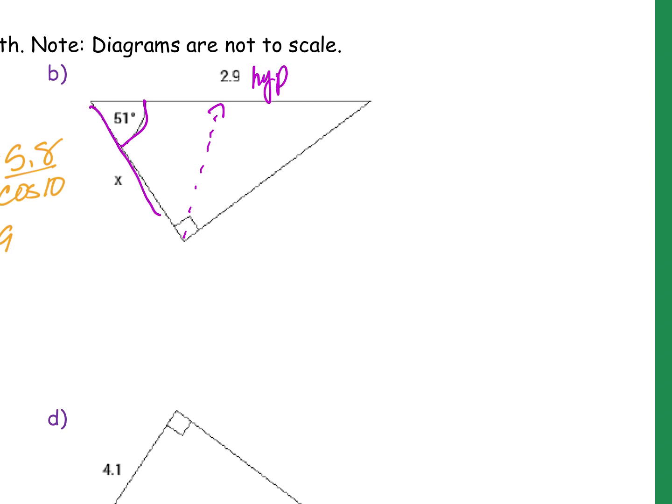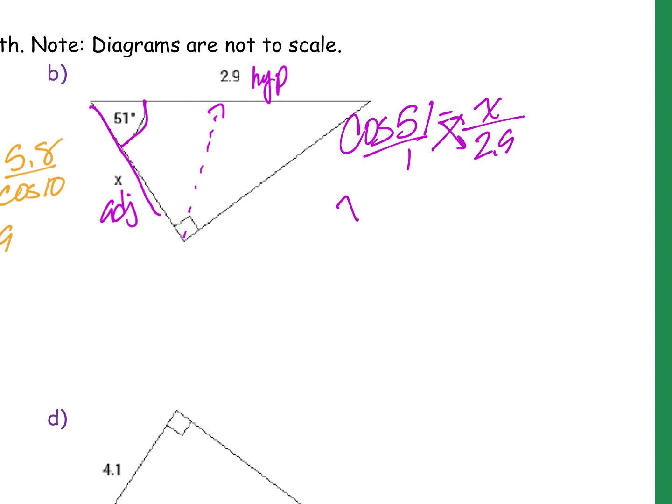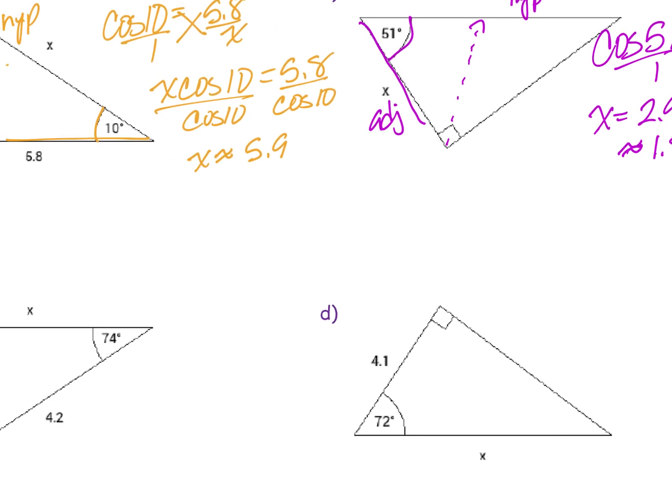Okay, B, here's my angle, hypotenuse, adjacent, so cosine of 51 is going to equal x over 2.9. Cross multiply, I get x equals 2.9 times the cosine of 51. So x is approximately equal to 1.8. Yes, sir. Woohoo! Questions? Okay.